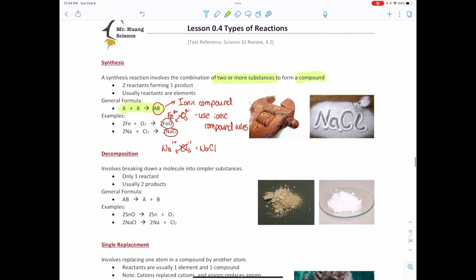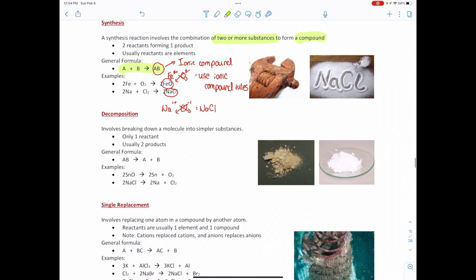The second type of reaction is a decomposition reaction. A decomposition reaction involves the breaking down of a molecule into simpler substances. Usually there's only one reactant, but we get two products. So the general formula is AB, this ionic compound, decomposing into its elements, A and B. For example, we have tin(II) oxide that decomposes into tin metal and oxygen gas, and we have NaCl that decomposes into sodium metal and chlorine gas.